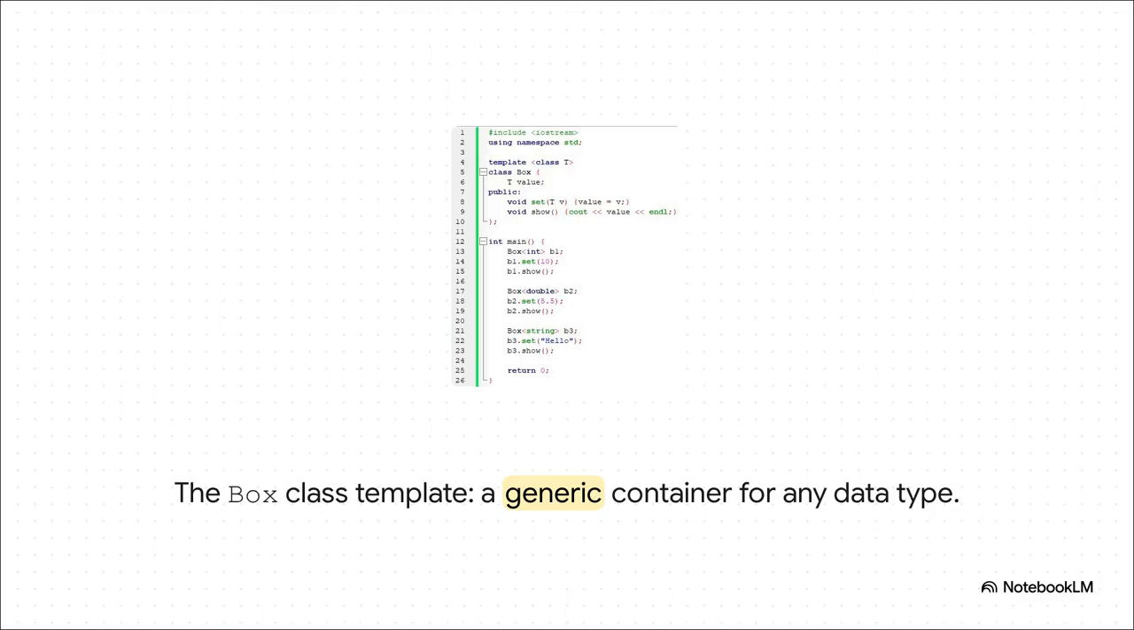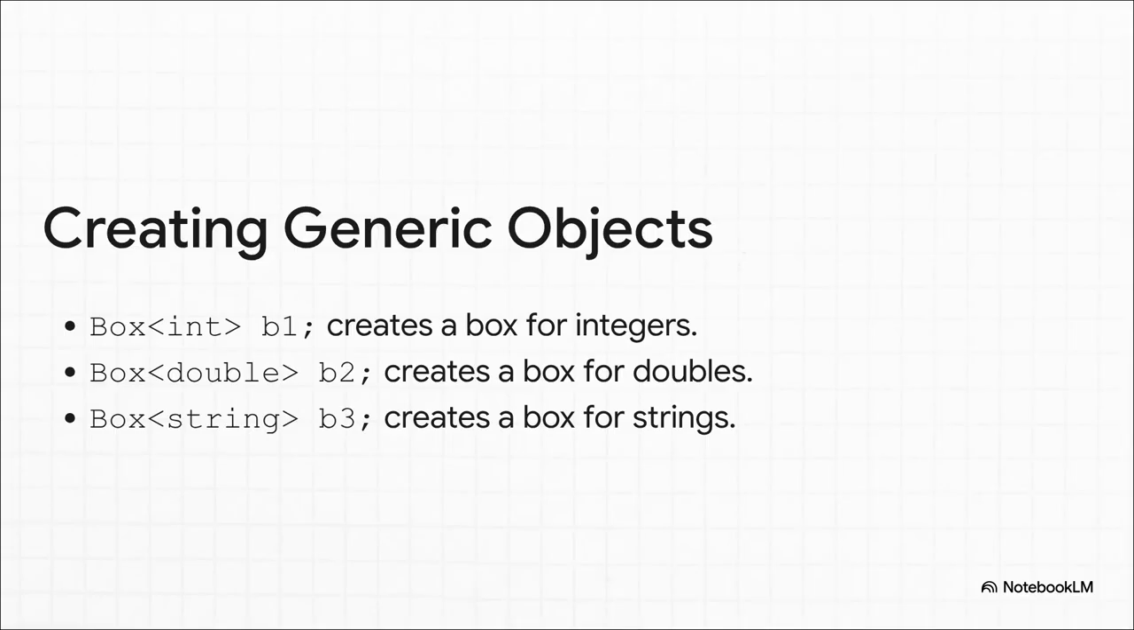We use that template class T line to declare a generic box class. Then inside, you see the member variable value is of type T. And just like that, this single class definition becomes a universal blueprint for a box that can hold any data type you want. Now, the syntax for actually creating objects from this template is super important.